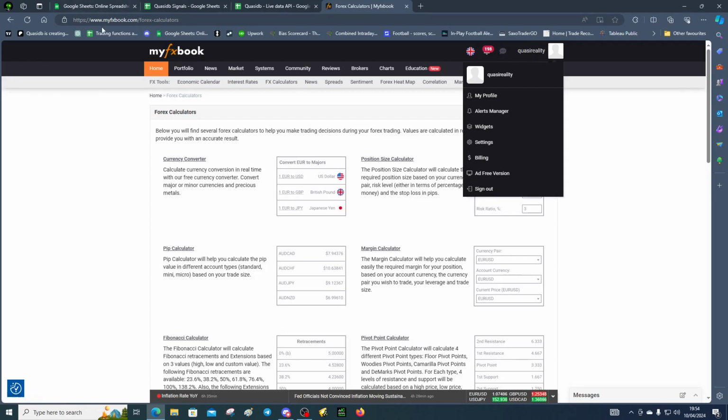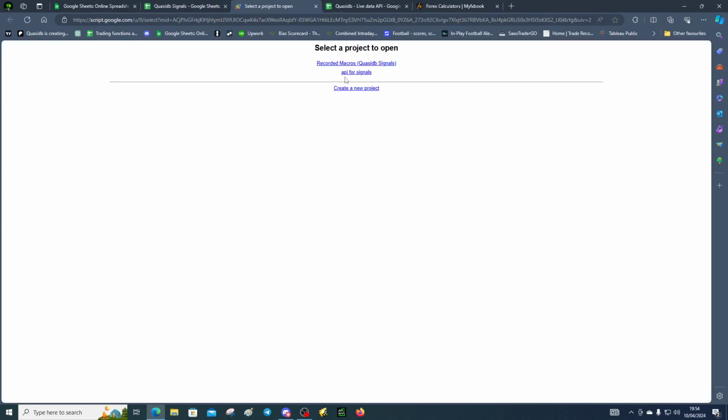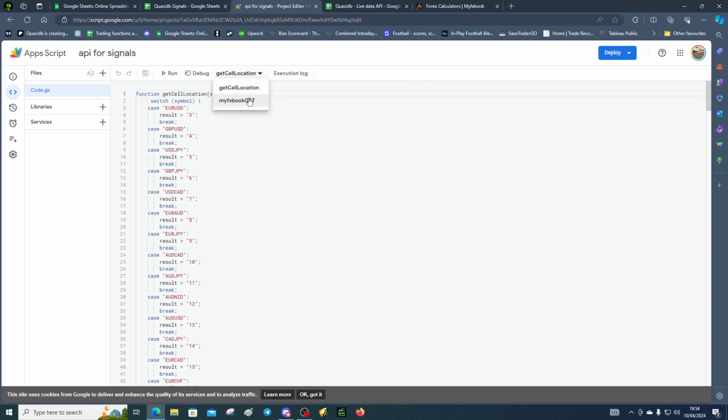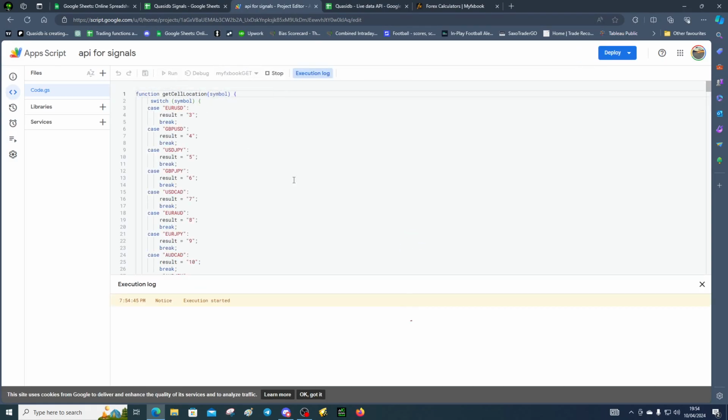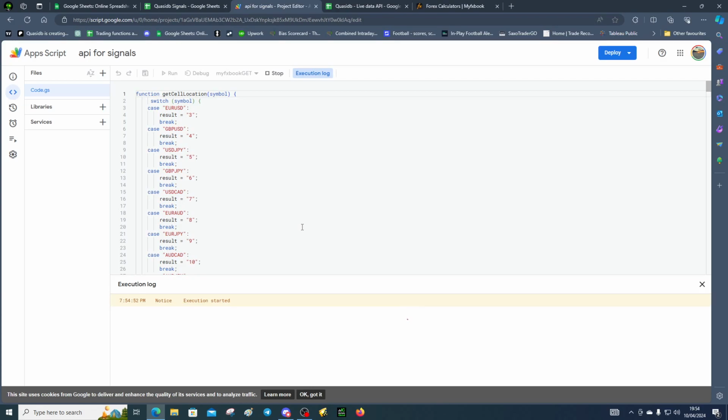So you do need to log into the myfxbook, and then you come to the extensions, app script, and we're going to trigger it. Okay, and then we're going to go to myfxbook, and then it can error, but then you just run it again, and then it does it. And then we need to do it for the signals sheet as well. Oh, this is the signals. We need to do it for the main sheet.